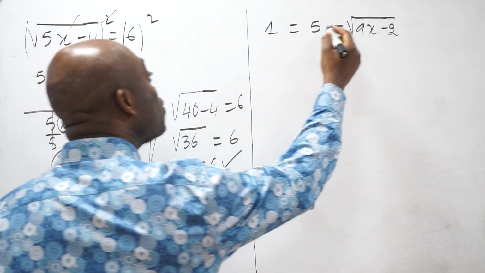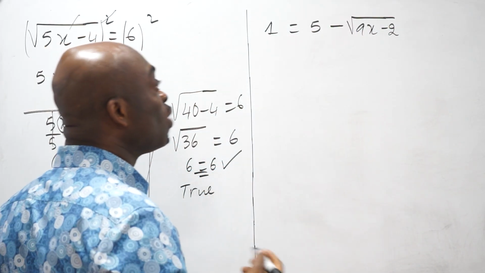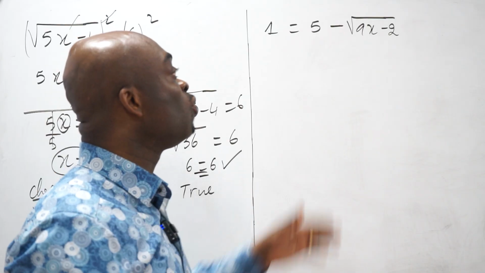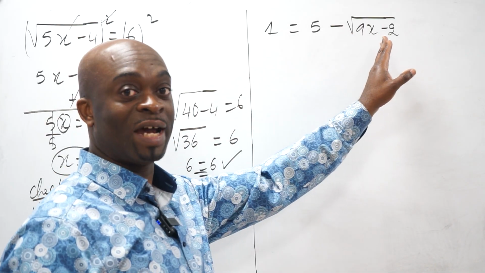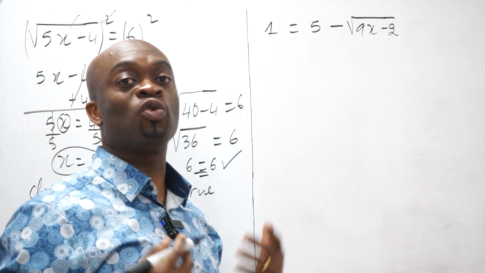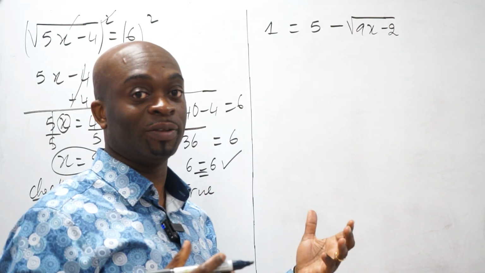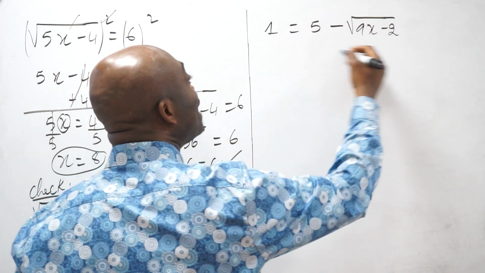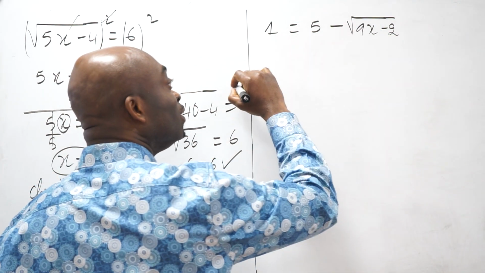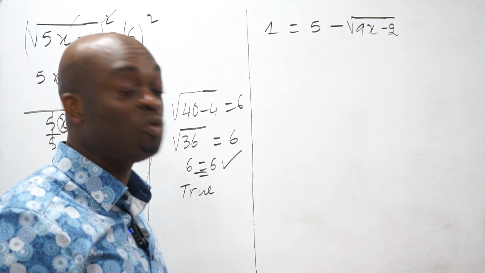We have 1 equals 5 minus square root of 9x minus 2. All right, so what are we going to do in this case? Remember, we're still solving for x, right? So the first thing we've got to do is isolate the square root. That means leave the square root alone, right? In this case, we can do it either way. But we can say, okay, let's move this whole one here to this side and then move the 1 to the other side. We can always do that if we want to.